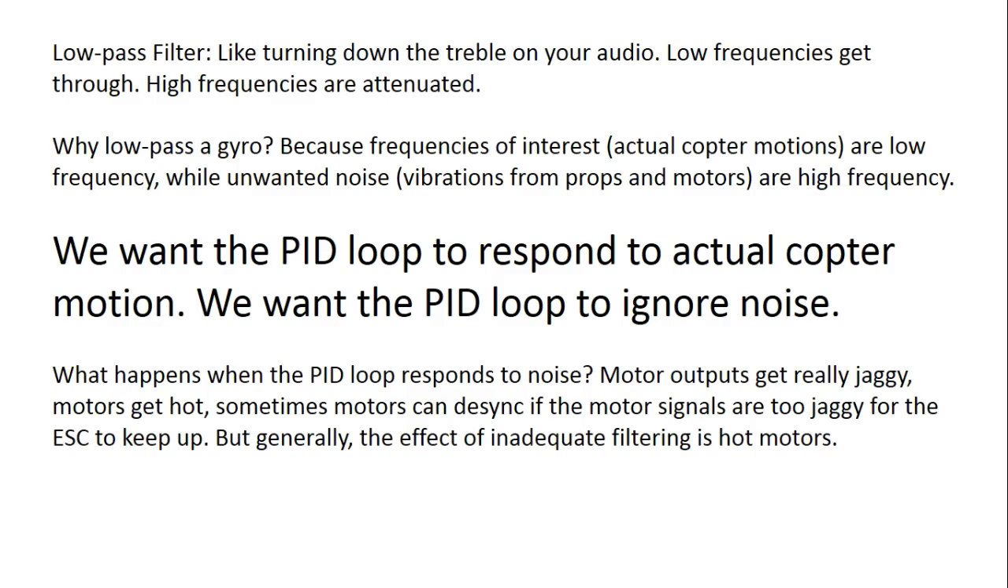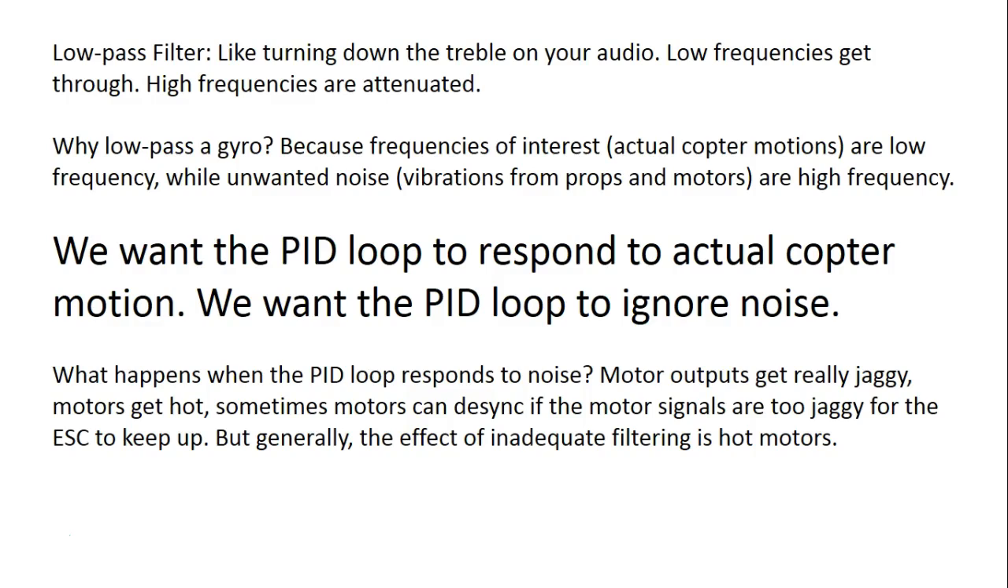So we want the PID loop to respond to actual copter motion. We don't want the PID loop to respond to noise. When the PID loop tries to respond to noise, the motor outputs get really jaggy. The motors get hot because the motors are being told to move faster than the motors actually can. And since that energy is not converted into kinetic motion, it's got to convert to something else, and it converts to heat. Okay, so when you send the motor a signal that is moving faster than the motor can change, that results in just turning to heat inside the motor, and the motors heat up.